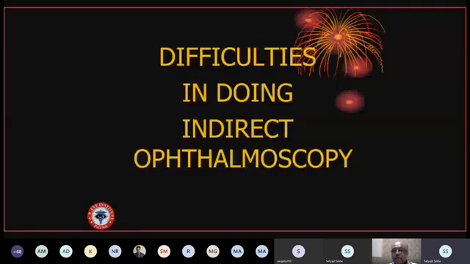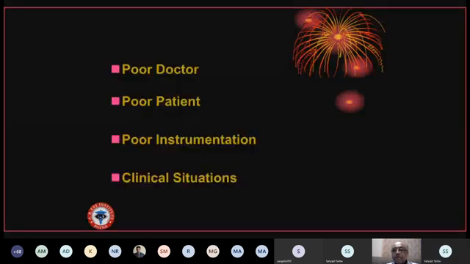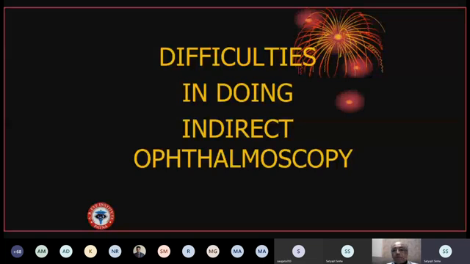Now, indirect ophthalmoscopy is not always a bed of roses. It has its difficulties, and it has its indications when it becomes difficult. My disclaimer here is that these beautiful slides which I'm going to be presenting now are actually Dr. Saurav Sinha's slides, which we had presented together in the DOS meeting and the AIOS meeting. We did an indirect ophthalmoscopy course together. So these are his slides, and I'm just taking the liberty of going through them.